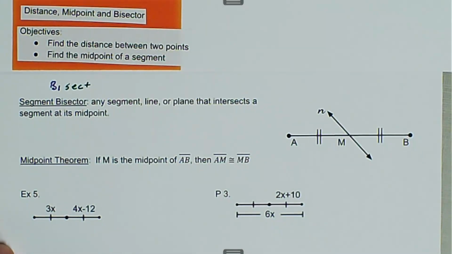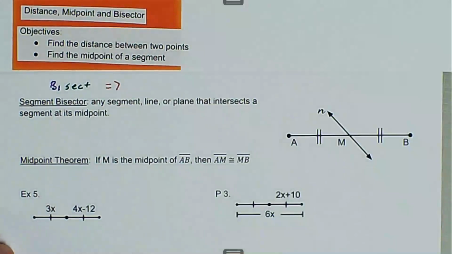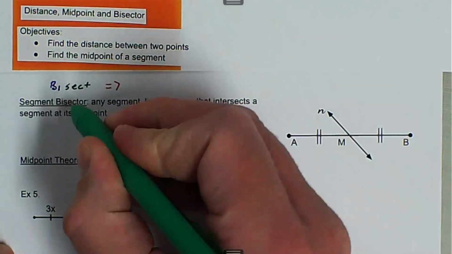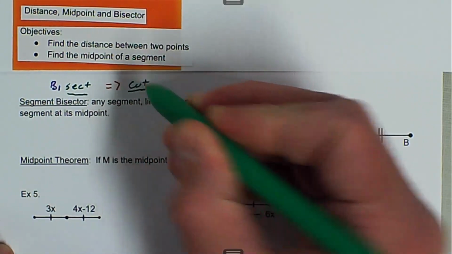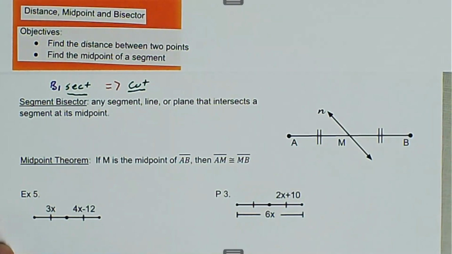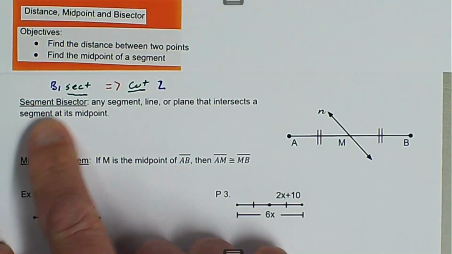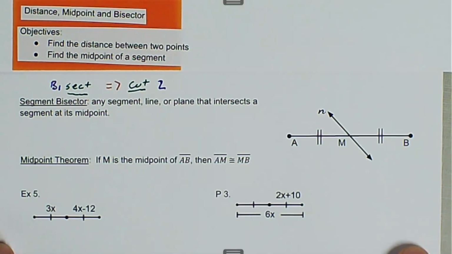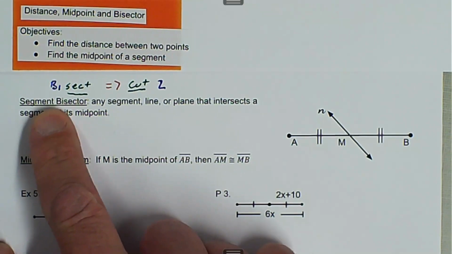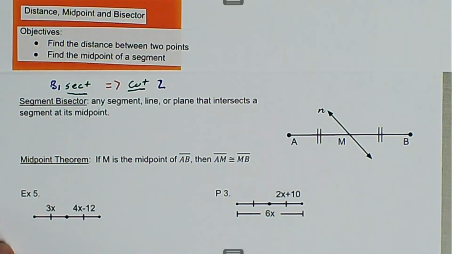So we got two parts there. And what that means is the sect portion of it means to cut. And the bi portion of it means two. So basically when we say segment bisector, we're going to cut something into two parts. So in this case, the bisector is the thing that's doing the cutting.